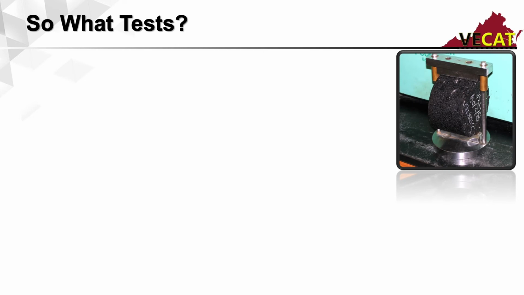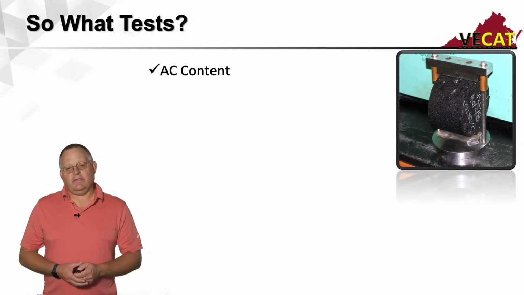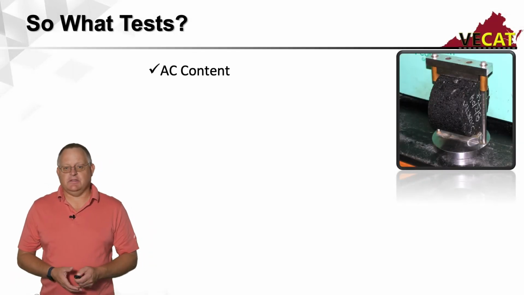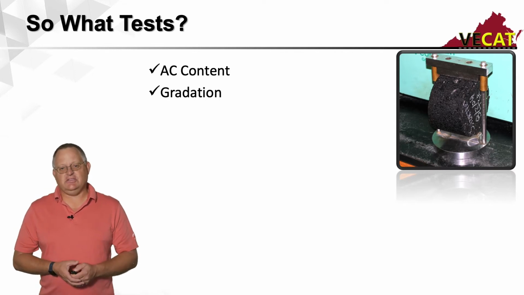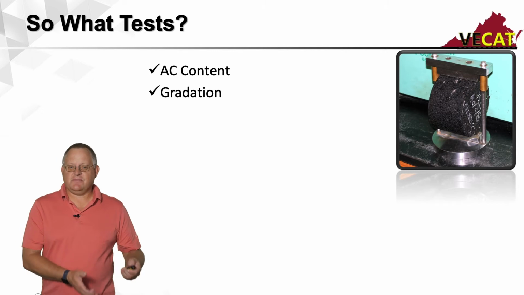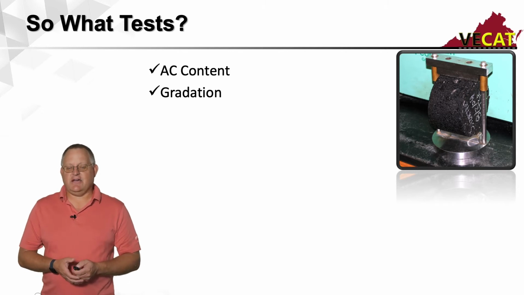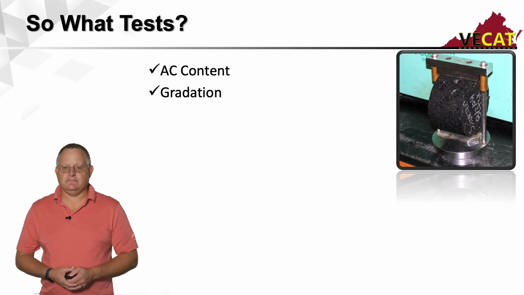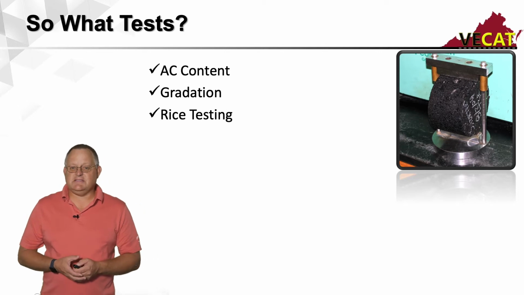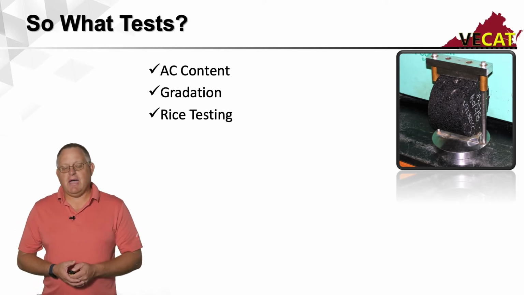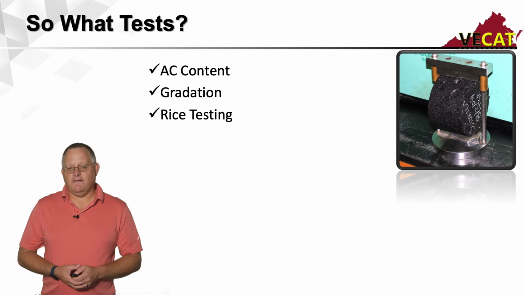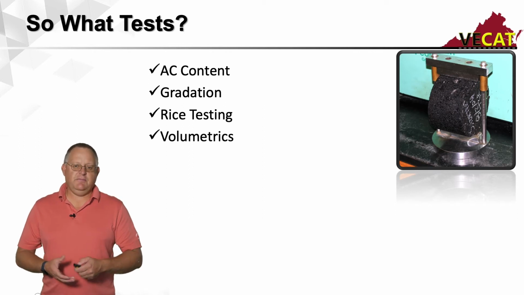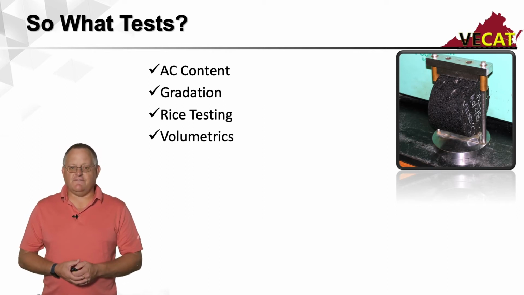So what tests as an asphalt Plant Level 2 technician do you need to be able to run? You need to be able to run the AC content. How much liquid is in the mix? Once you've burned off the liquid, you need to be able to run a gradation to see, do the gradations in that finished mix, how does it compare back to the mix design? You need to be able to do rice testing, or determine the maximum specific gravity of that mix. You need to be able to use this information to calculate the volumetrics.